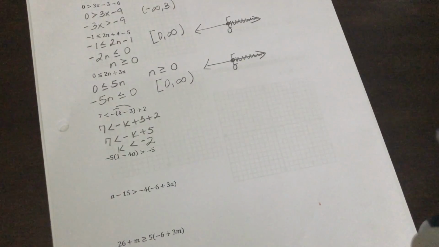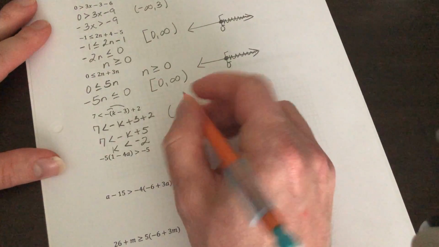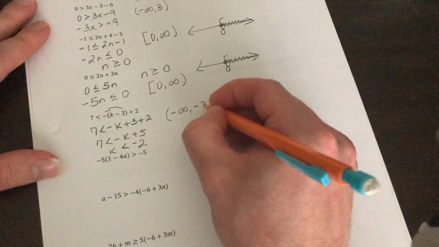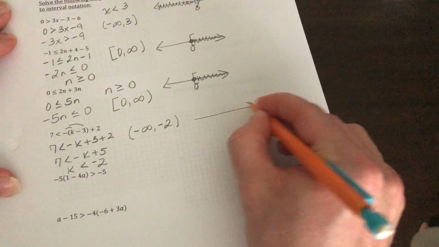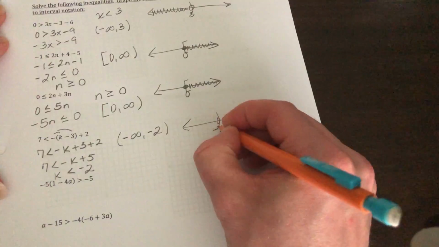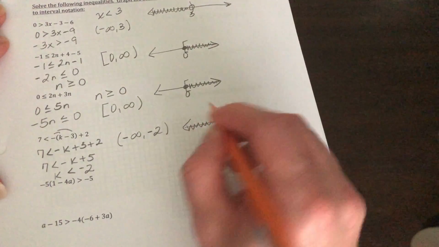Okay, and I don't have to change the gator mouth because I'm not dividing through by a negative. So if it's in interval notation, it's going to be negative infinity to negative 2. And we're going to put an open circle at negative 2. Parentheses like that. And we're going to shade to the left.